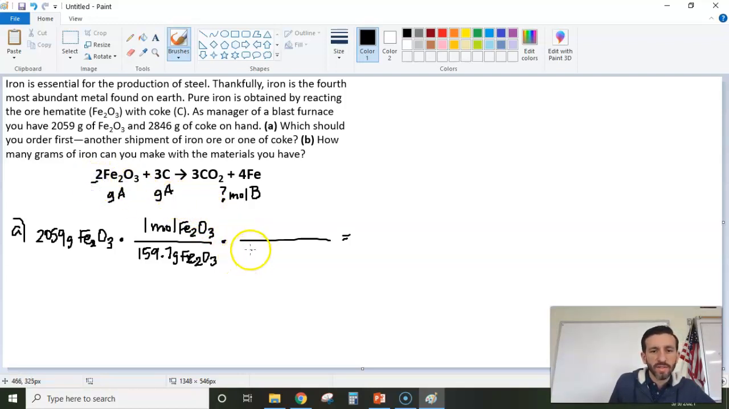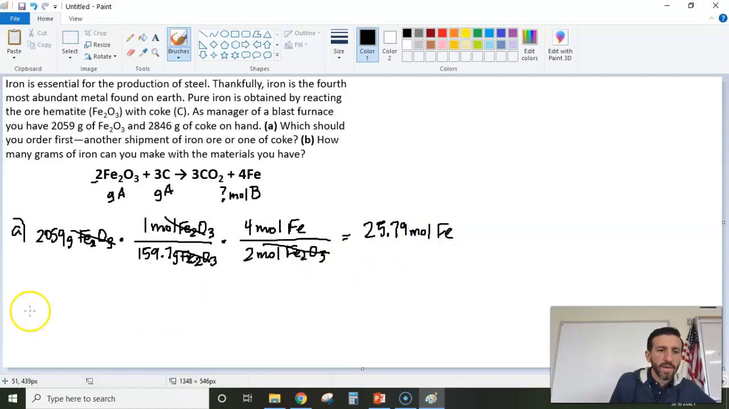So I have 2 moles of this guy I'm going to put down here, and I have 4 moles of the other one. So grams and grams cancel each other out. Of course, 4 and 2 reduce to just 2. But when I put all of this in the calculator, I should get 25.79 moles of iron.